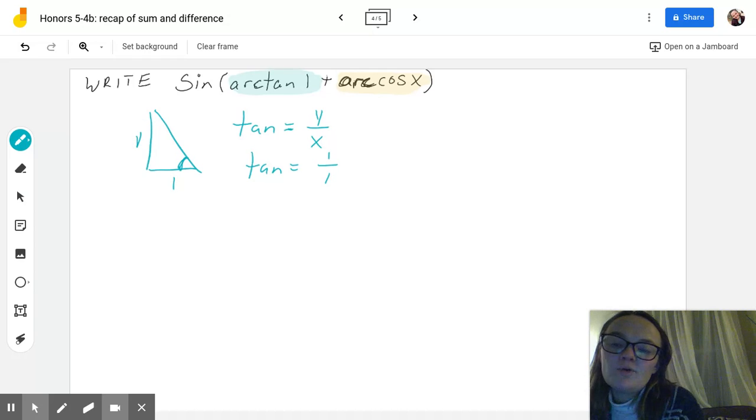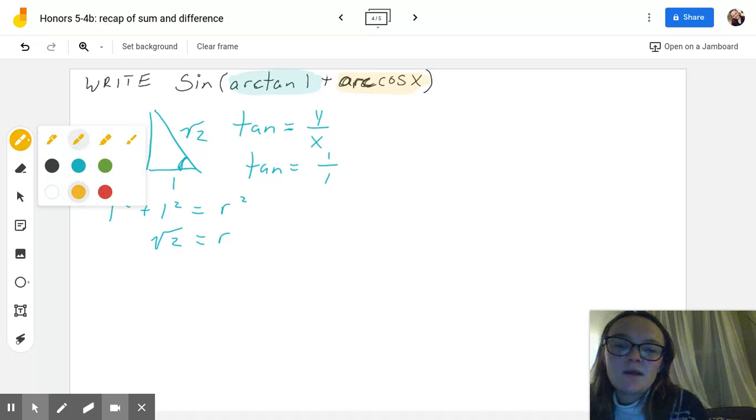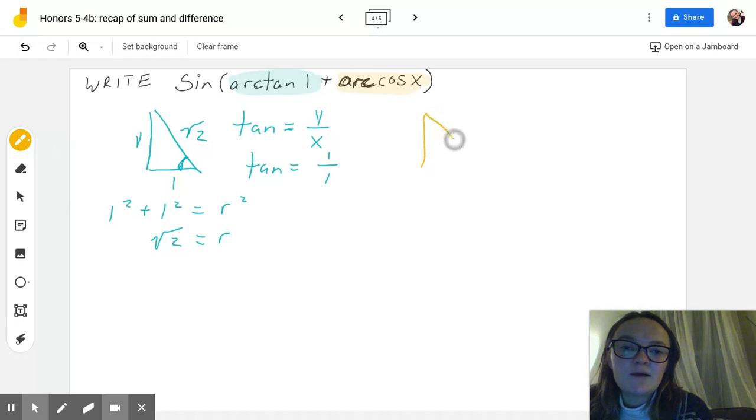Well, if both y and x are 1, let's use the Pythagorean theorem to find the other side. So I'm going to get 1 squared plus 1 squared is equal to r squared. And so the square root of 2 has got to equal r. So this right here is the filled out triangle. All right, let's go on over here and we'll fill out a yellow triangle.